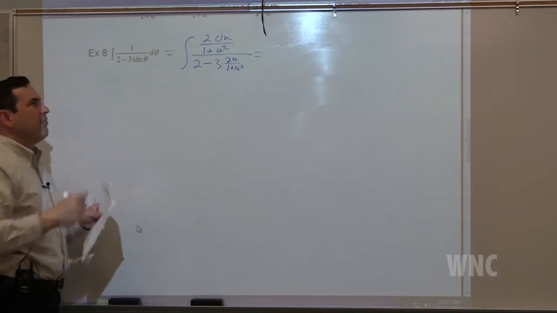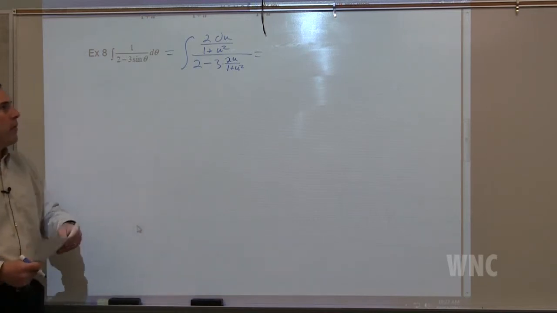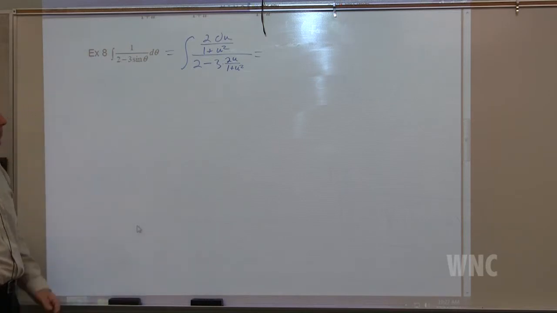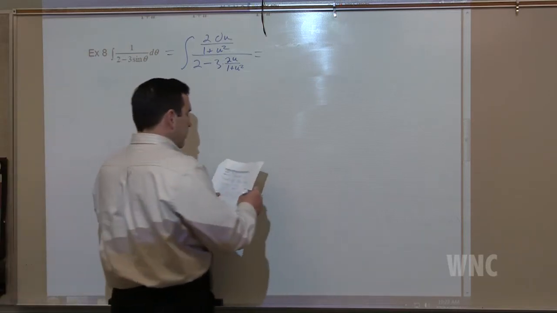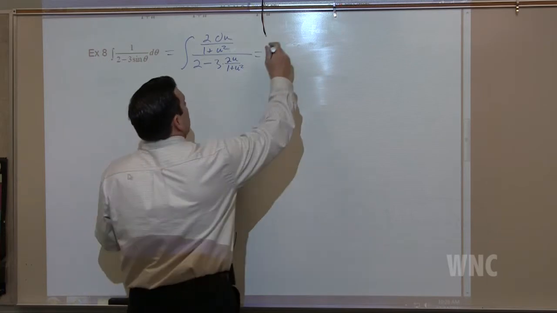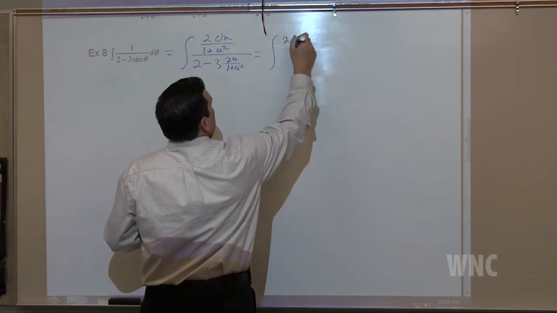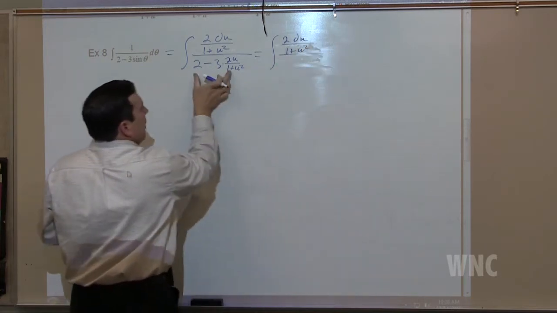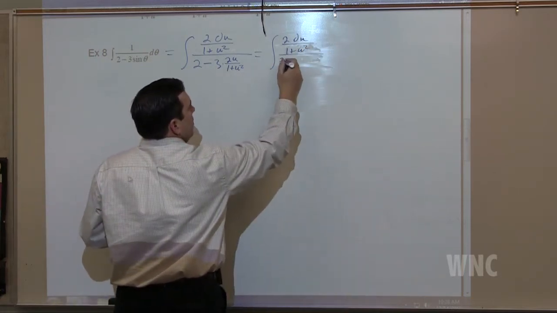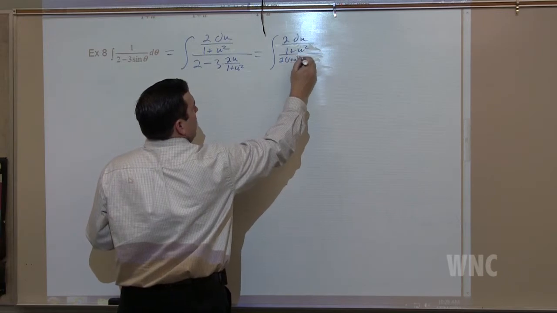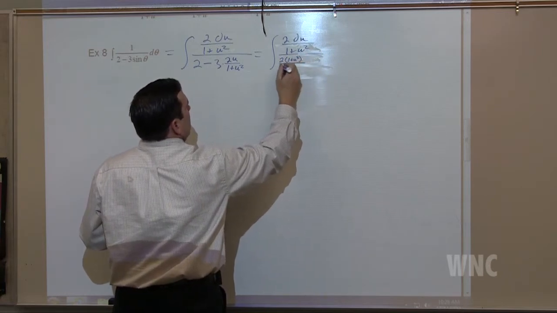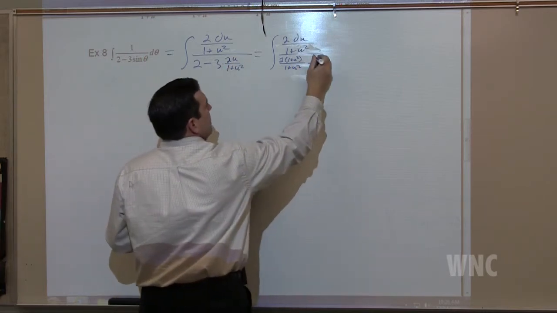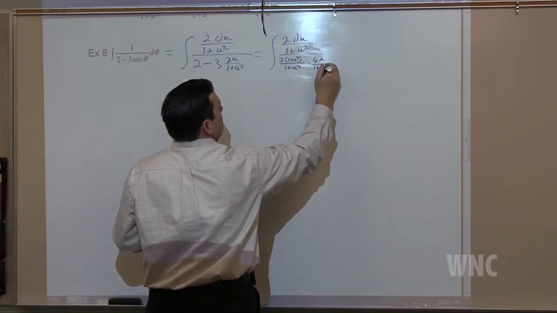So we have a very complicated, or I should say complex fraction going on here. Let's deal with that. That's going to be the integral of 2 du over 1 plus u squared over, I want to combine these, so I'll do 2 times 1 plus u squared over 1 plus u squared minus 3 times 2 is 6u over 1 plus u squared.